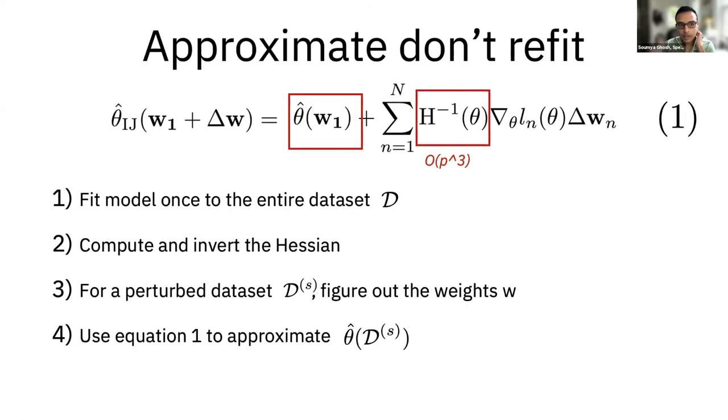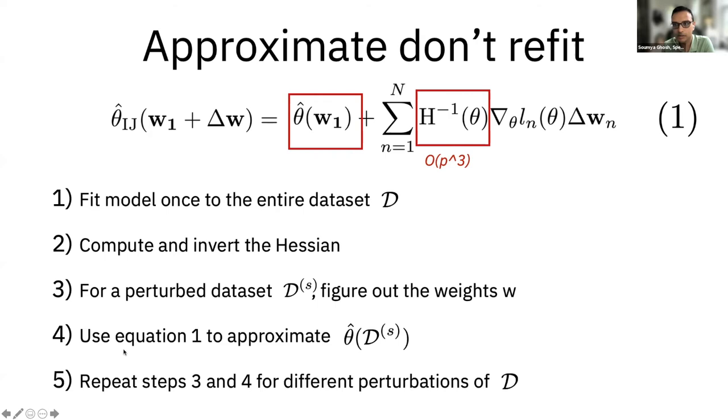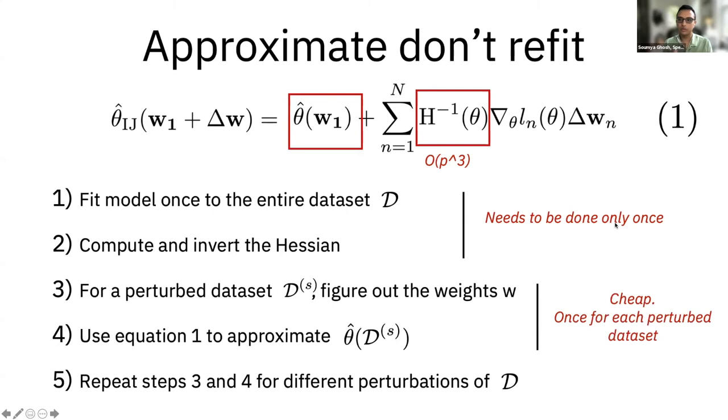Now, perturb your data set a little bit. For each perturbed data set, figure out what the appropriate weighting is. And these are typically easy to figure out. So for example, if you're doing jackknife, your appropriate weighting is just setting one coordinate of your data point to zero. And then use equation one, this guy right here, to approximate what theta d sub s is. And finally, repeat steps three and four as often as necessary for each of your perturbed data sets. So crucially, the expensive bits, which are fitting the model and computing the inverse of the Hessian, need to be done only once. After that, you need to be able to evaluate this equation, and you can do this pretty easily. Really the bottleneck is one matrix multiplication.